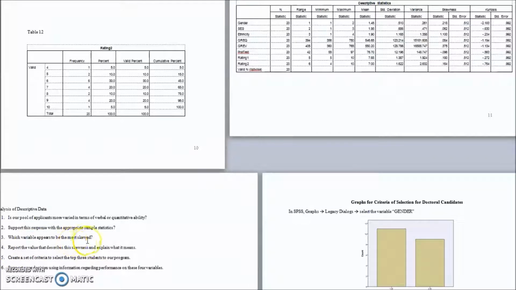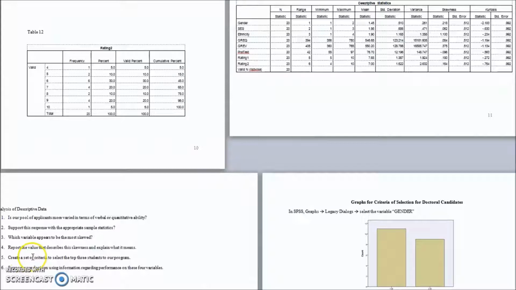Which variable appears to be most skewed? What is that one? We were just talking about it. Report that value that describes the skewness and what it means. Remember, positive skewness, negative skewness. Positive skewness, where does the tail lie? To the left or to the right? Those are the things that you talk about.